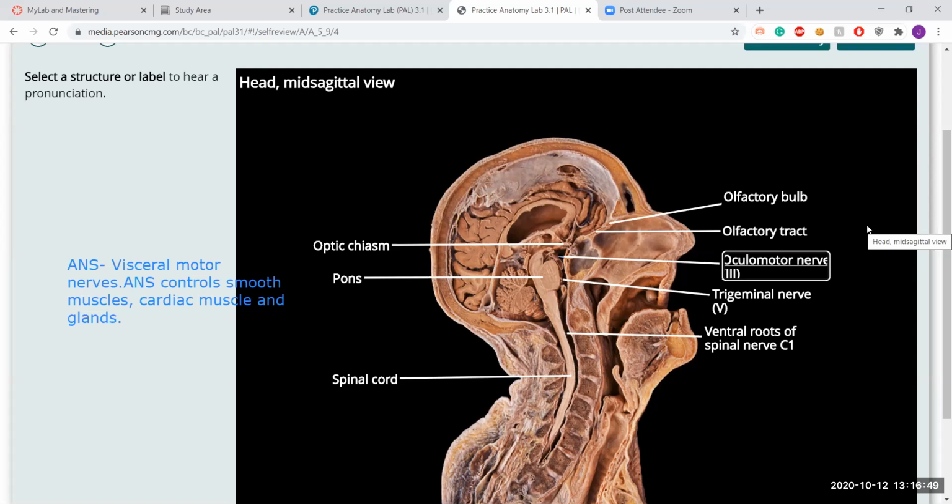Temporal lobe of your brain. Then you have oculomotor nerve here, optic chiasm, where optic nerve cross, pons, trigeminal nerve in different section. I will not ask you questions on the nerves in this section. You will have an infero-posterior view, which we did earlier, and then a spinal cord.